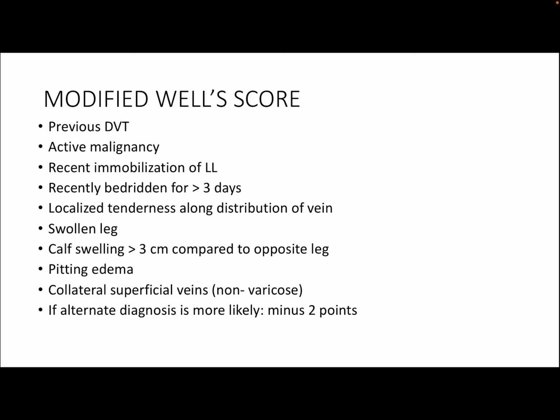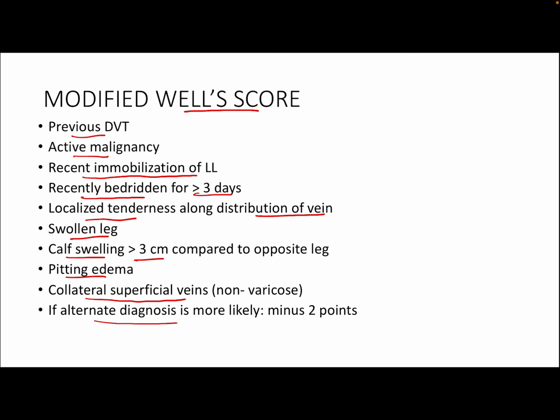Now, for finding out the pre-test probability of deep vein thrombosis, we have something called a Wells score, and the Wells score actually gives 1 point to a list of criteria like a previous DVT, active malignancy, any recent immobilization of the lower limbs, the patient was recently bedridden for more than 3 days, localized tenderness along the distribution of a particular vein, presence of a swollen leg, calf swelling that's more than 3 centimeters compared to the opposite side, presence of pitting pedal edema, collateral superficial veins which are not varicose veins, and if an alternate diagnosis apart from DVT is more likely, you will have to subtract 2 points from the total.